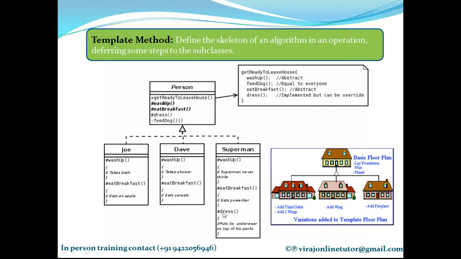I am overriding dress in the Superman class. Why? Because Superman puts his underwear on top of his pants. So the way Superman dresses is different from Joe and Dave. That's why I have overridden dress in the Superman class only.